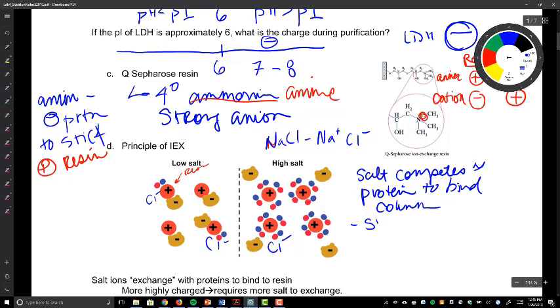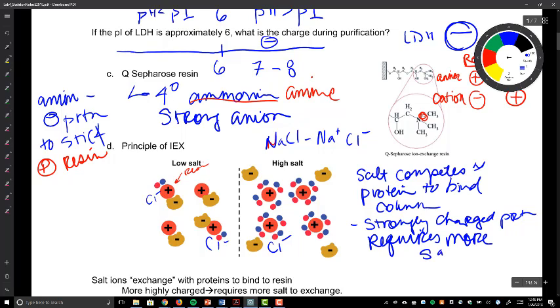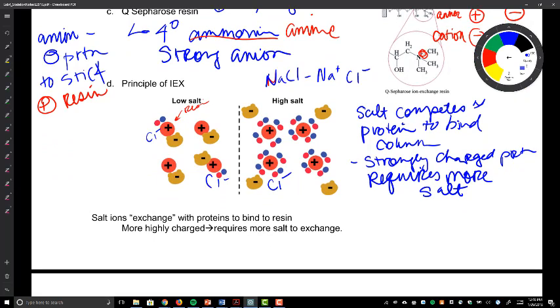So if we have a more strongly charged protein, it requires more salt. The more negatively charged the protein, the more chloride ions, or the higher concentration of salt, is going to be required to kick that protein off.